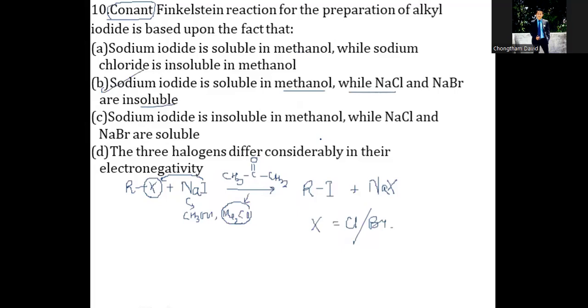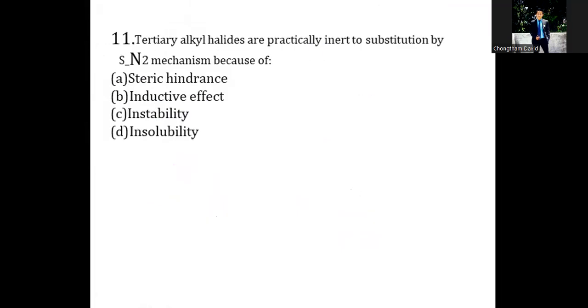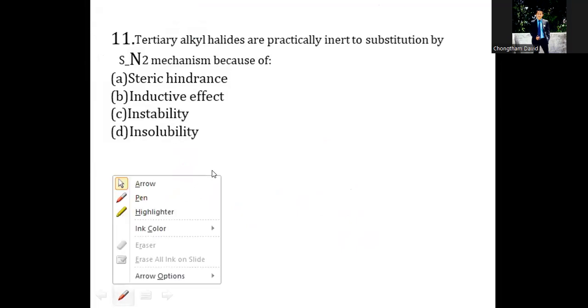Right. Next question, question number 11. Tertiary alkyl halides are practically inert to substitution by SN2 mechanism because, you're given options A, B, C, D. It is due to steric hindrance. Because of steric hindrance, tertiary alkyl halides do not react by SN2 mechanism. They rather react by SN1 mechanism. And SN2 mechanism is followed in the case of primary and secondary alkyl halides.